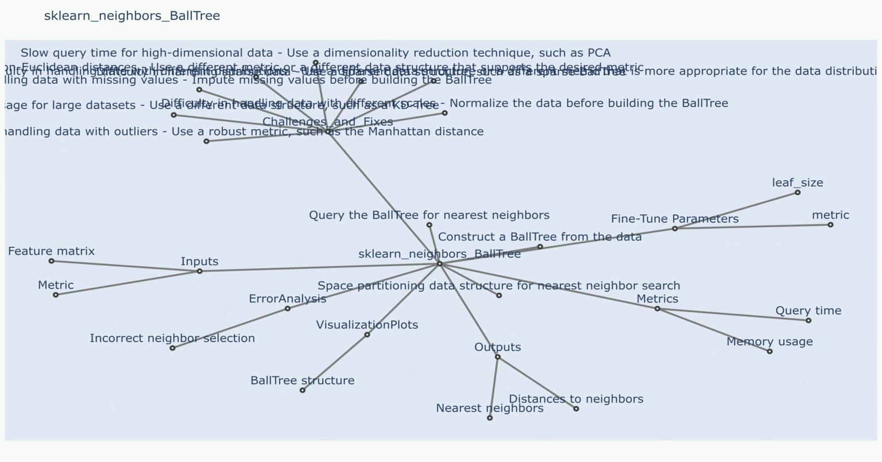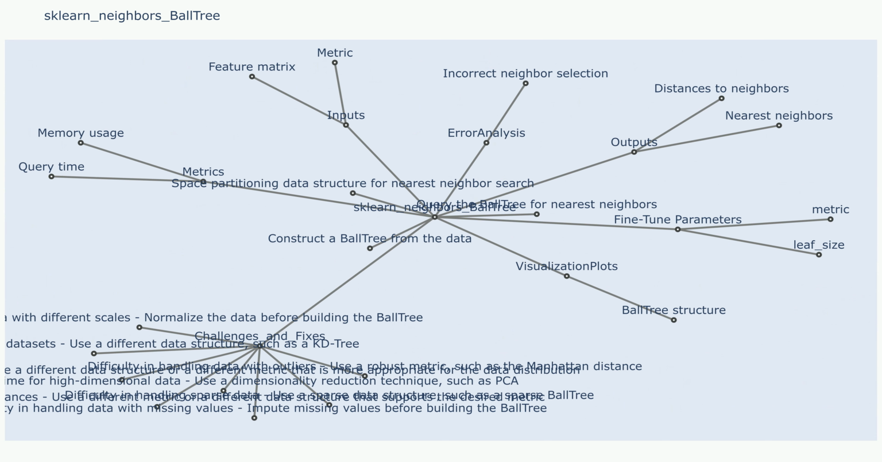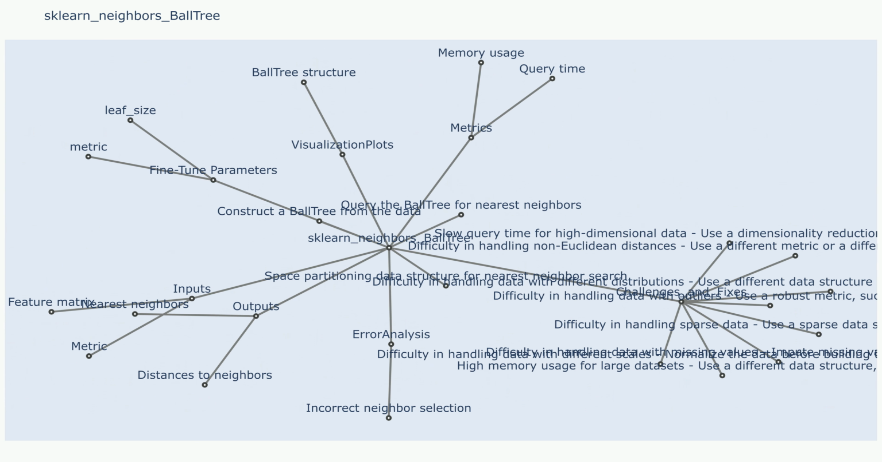Steps. Construction. The ball tree is constructed based on the provided data points and distance metric. This involves recursively partitioning the data points into balls until a certain threshold is reached. Search. Once constructed, the ball tree can be used to find the nearest neighbors of a given query point. This is done by traversing the tree, starting from the root node and recursively checking the balls that are closest to the query point.